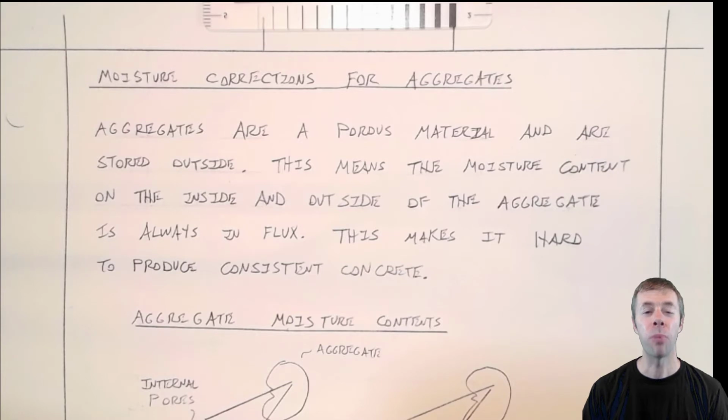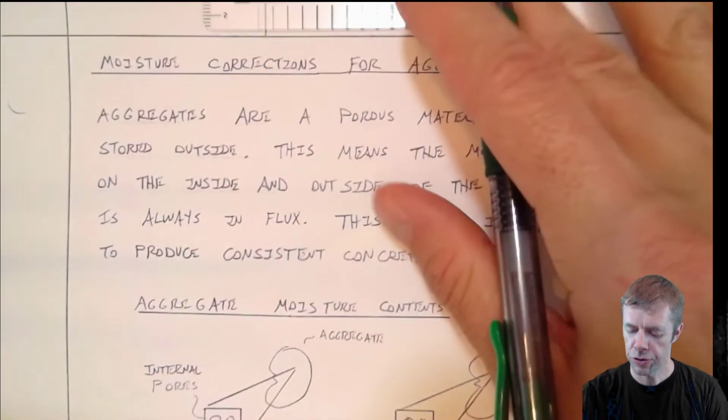Aggregates are porous materials. They're also stored outside. So they get rained on and the wind blows on them, sun beats on them. So they're always changing in moisture on the inside and on the outside. And if you don't understand the moisture content of your aggregates, it's extremely hard to produce consistent concrete. What do I mean? Let's draw some pictures.